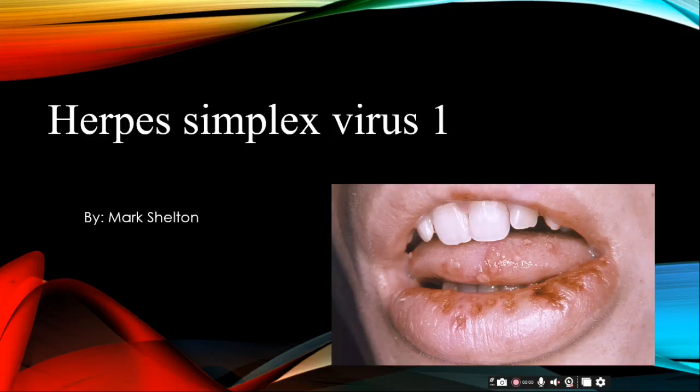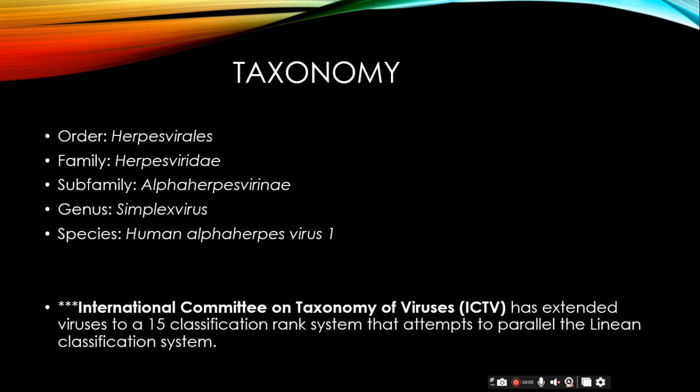This is Mark Shelton, and this is a presentation on herpes simplex virus 1. So in order to taxonomize this virus, it's put in the order Herpesvirales. It's in the family Herpesviridae. Subfamily is Alphaherpesvirinae. Genus is Simplexvirus, and the species is Human alphaherpesvirus 1.